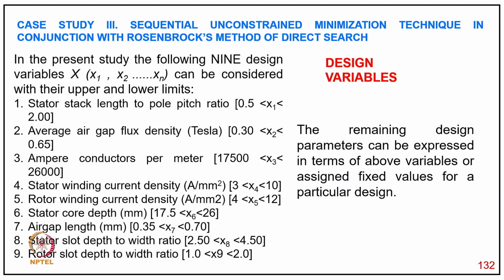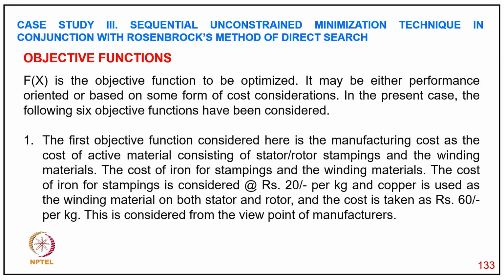So here, in the present study, the following 9 design variables are considered: stator stack length, average air gap flux density, ampere conductor electrical specific loading, stator winding current density, rotor winding current density, stator core depth, air gap length, stator slot depth to width ratio, rotor slot depth to width ratio, and the remaining design parameters are expressed in terms of these variables or assigned as fixed design variables.